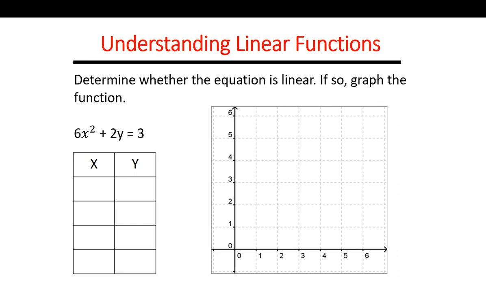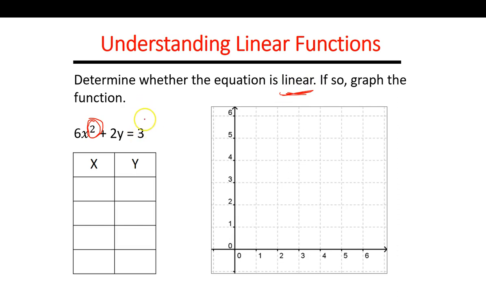Now that you're done pausing, what we can see here is: determine whether the equation is linear. If so, graph the function. So what we see here is we actually see a squared. Anything that's squared is not linear by definition. And so that is pretty much where we would stop.